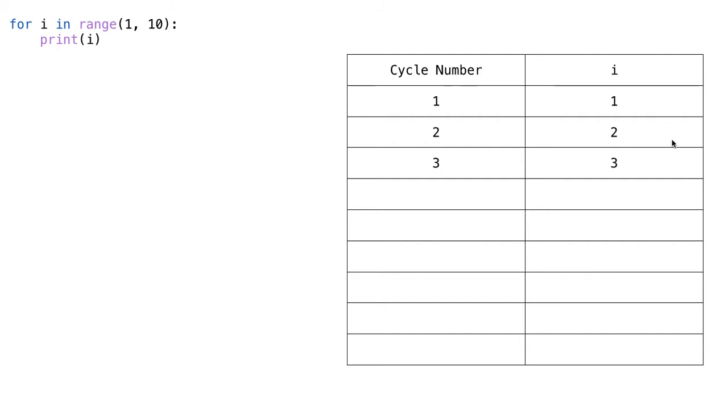And in this particular case, the variable i is just equal to the cycle number itself. There are some loops where this is not going to be the case. In fact, in general, this is not going to be the case. And we'll take a look at one specific example of that in the next segment.